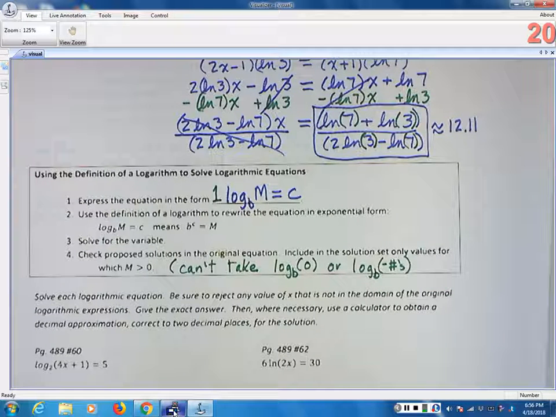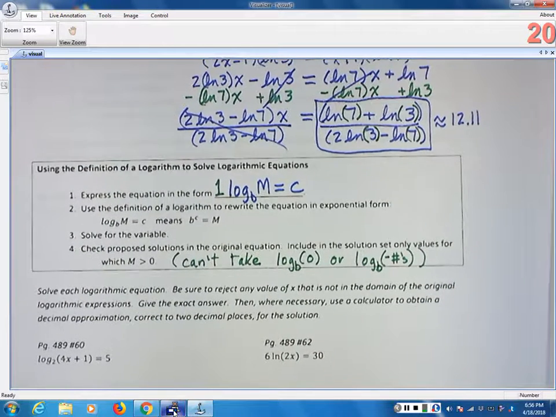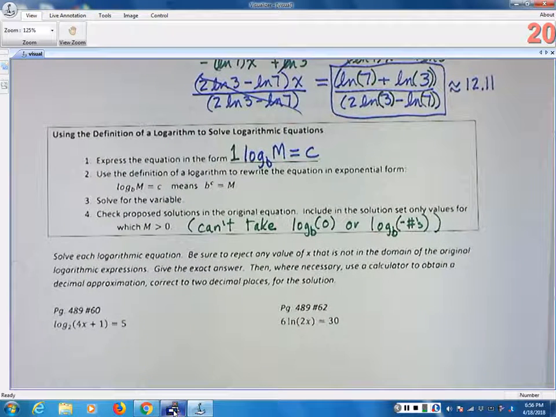So you have to cross out those solutions where they make you take a log of 0 or a log of a negative number. So that's what you can do. Students find this easier than finding the domain every time.